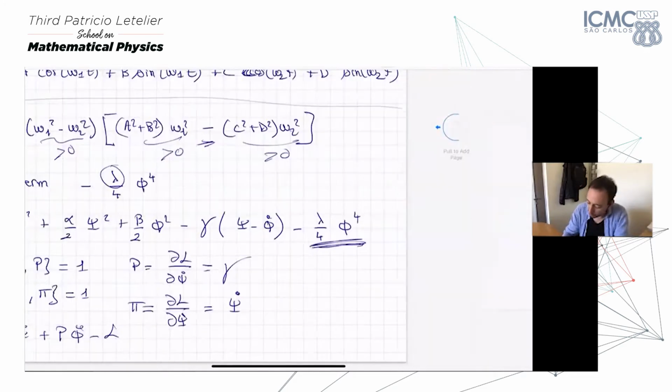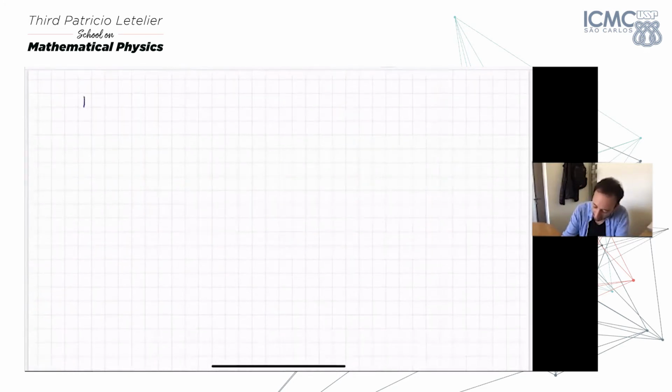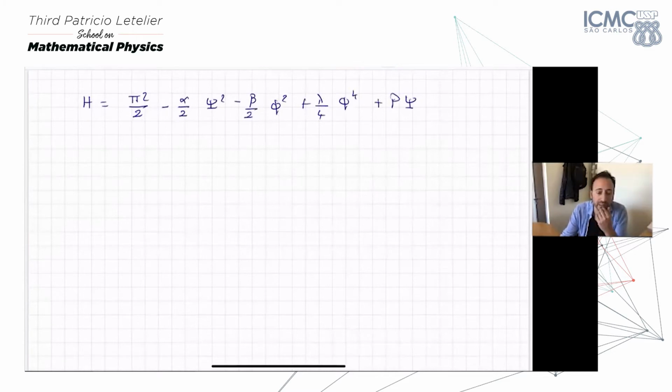Okay. We do these calculations and we get that the Hamiltonian is pi squared over 2 minus alpha over 2 psi squared minus beta over 2 phi squared plus lambda over 4 phi to the 4 and plus that linear term, which is a characteristic of these higher derivative terms.